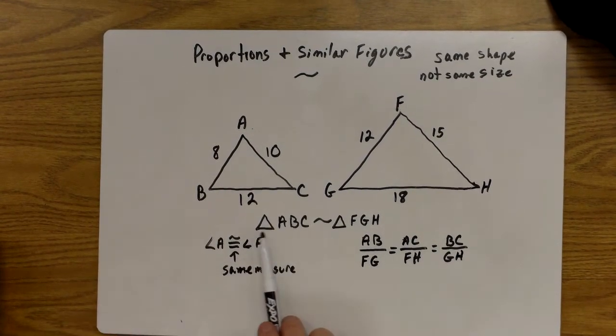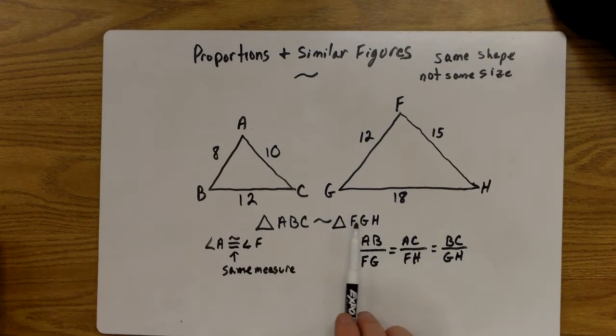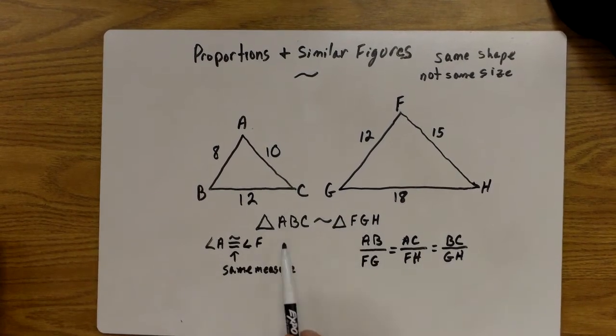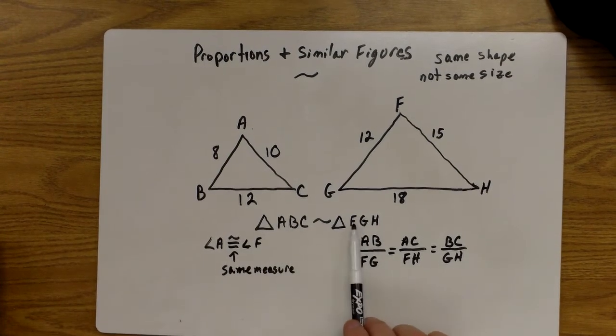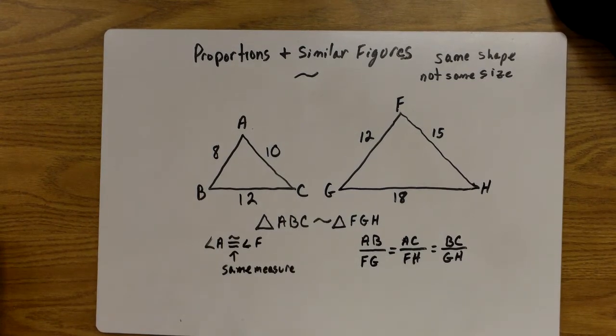Because of this statement of similarity, triangle ABC is similar to triangle FGH, we have to make sure that angle A always matches angle F, B always matches G, C matches H. If at any point B matches either F or H and not G, then we're talking about two different triangles that are probably not similar.